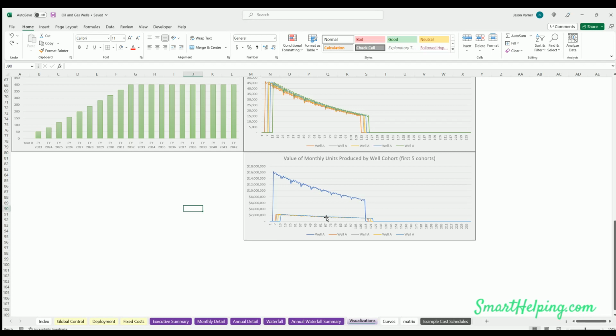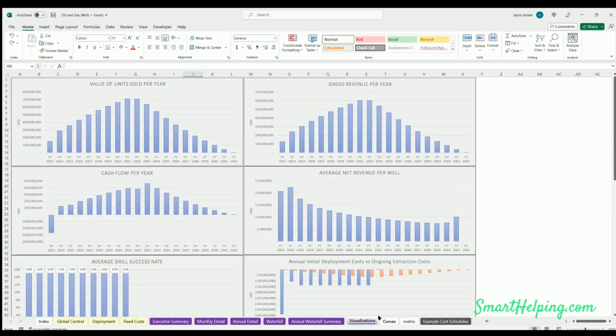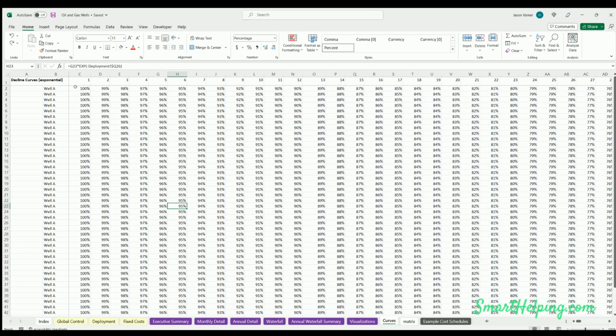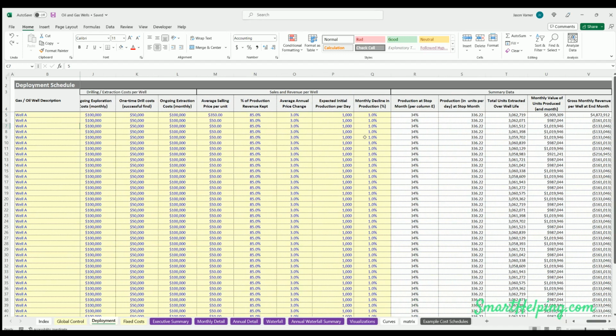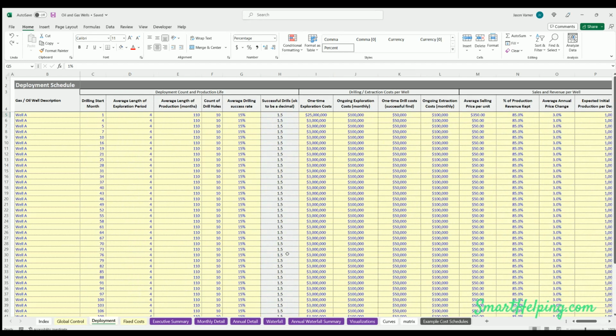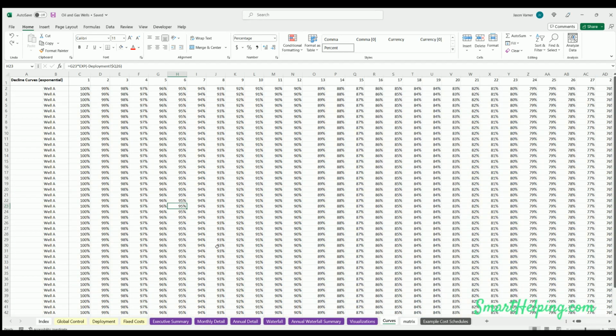So there's that. And then the curves, again, this is showing your exponential decline curve of each well cohort, and that will adjust if you change column Q here to some other number. That'll be different depending on each well in your specific situations.